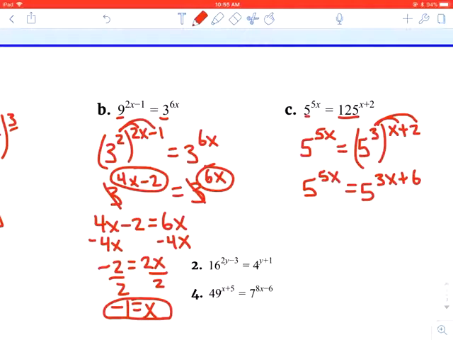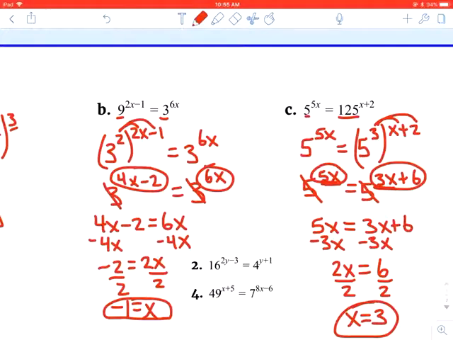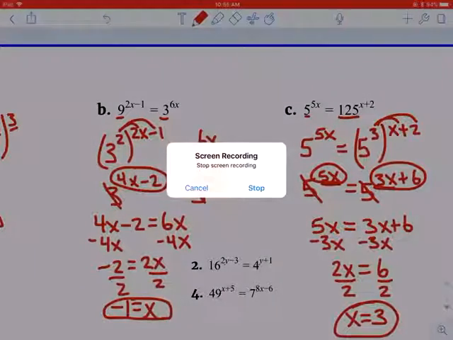So now you have a like base of 5, and you can cancel those out, and you can bring down what's left in the exponent. So I just brought 5x is equal to 3x plus 6 down, and now we just have to solve that equation. So we could subtract 3x from both sides and get 2x equals 6. Then divide both sides by 2, and we just get x equals 3. Okay, so we'll work on that some more in class tomorrow.